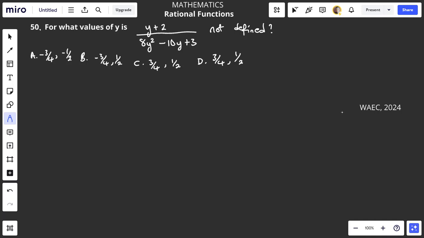WAEC 2024 question 50. It says, for what values of y is (y + 2) divided by (8y squared minus 10y plus 3) not defined? So let's quickly do that.